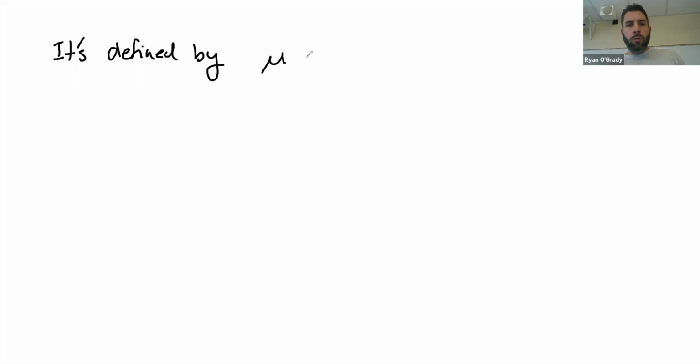Okay, so what is this expected value? What does this mean? So how is it defined? It's defined by the Greek letter mu, or we write capital E of X for expectation.